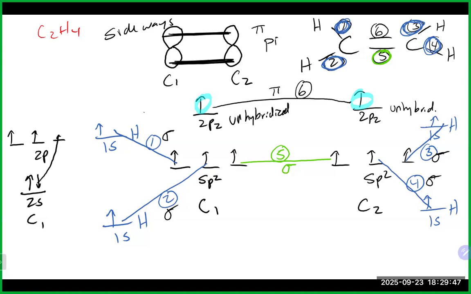So a single bond is basically going to be a sigma bond. A double bond, which is made up of two lines: the first line is going to be a sigma bond, and the second one is going to be a pi bond. So that's what makes up basically a double bond. Any questions on that there?